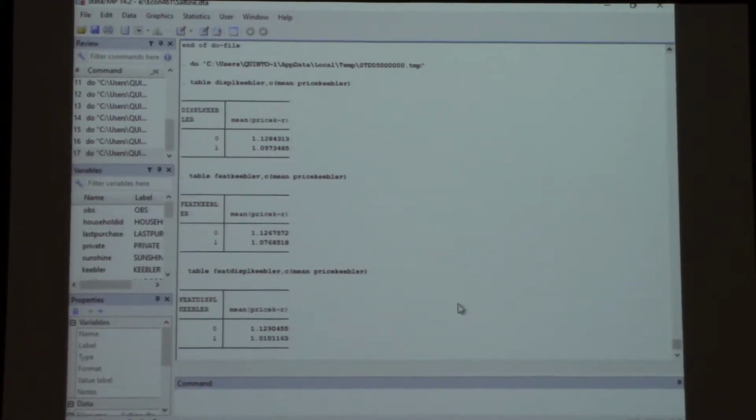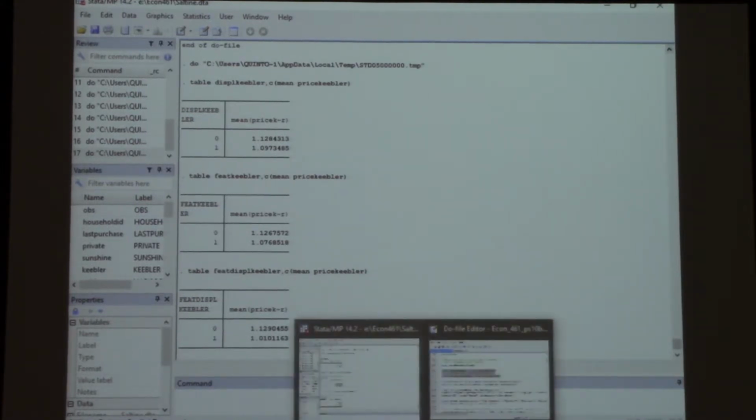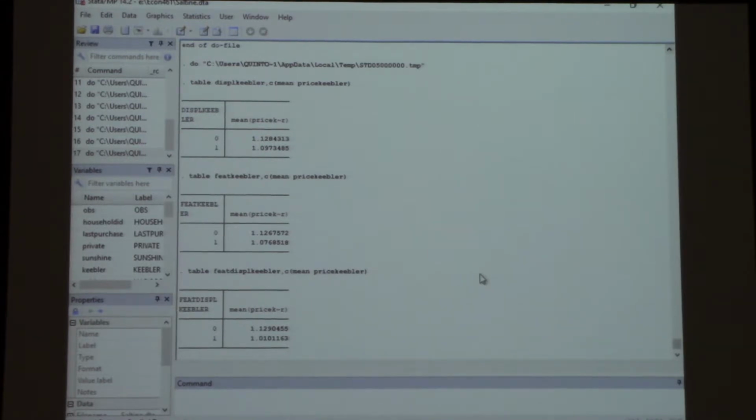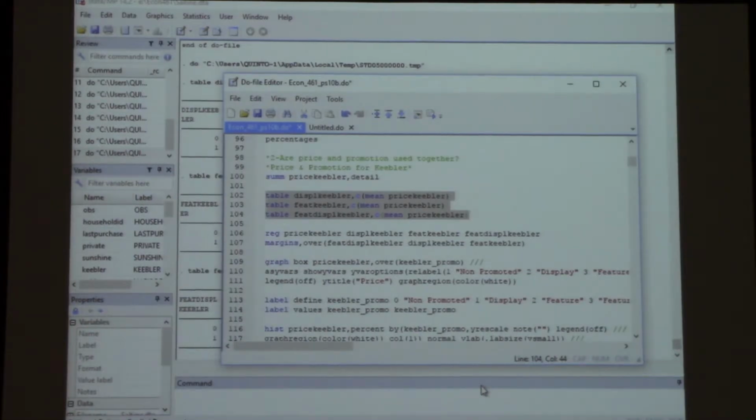This is awkward, this is a horrible way to, I mean, we can construct a table from this, but we should be able to do better than this. On top of that, we don't know if these differences are statistically significant. Is $1.09, for example, when Keebler is on display, statistically less than $1.13? Well, how do we always test things? We run regressions.